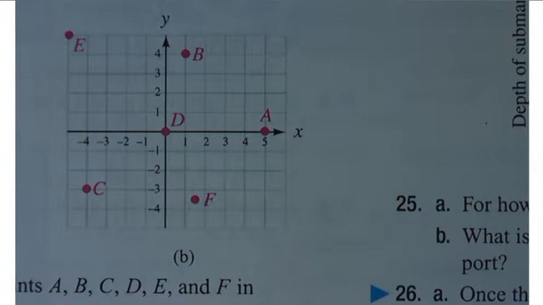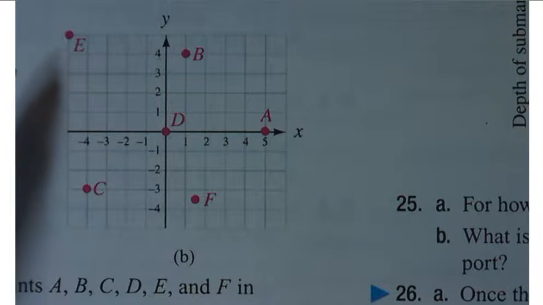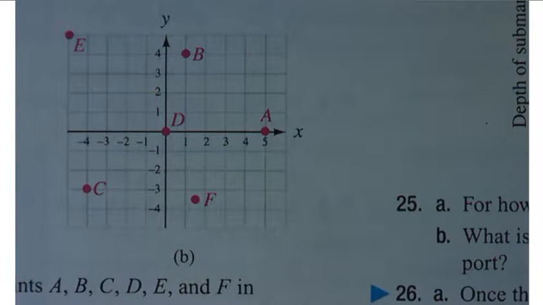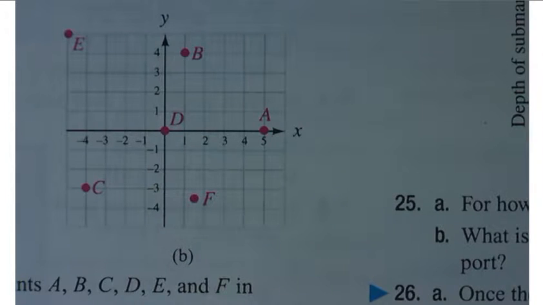Yeah, 1 and 4. So 1 comma 4. Thank you. How about point E? Someone else for E. Carrie, thanks for volunteering. -5 and 5. So -5 for X, 5 for Y. Let's move down to C. I had a volunteer on the last one that I didn't get to call on. I think it's -4. Good, -4 and -3.